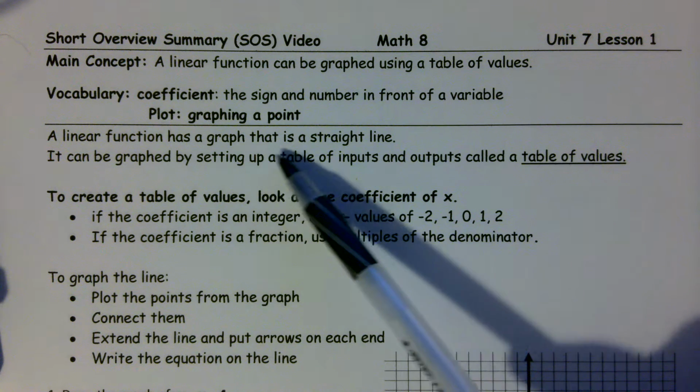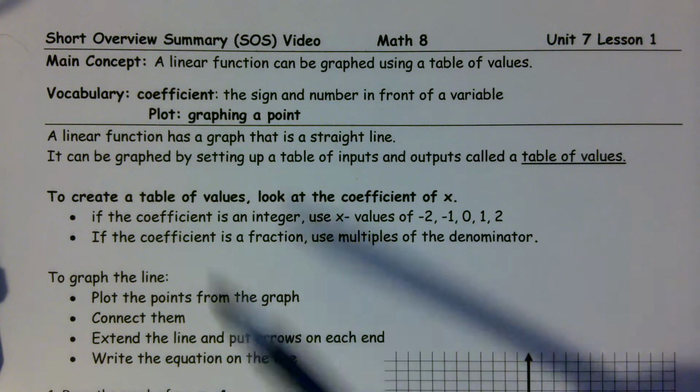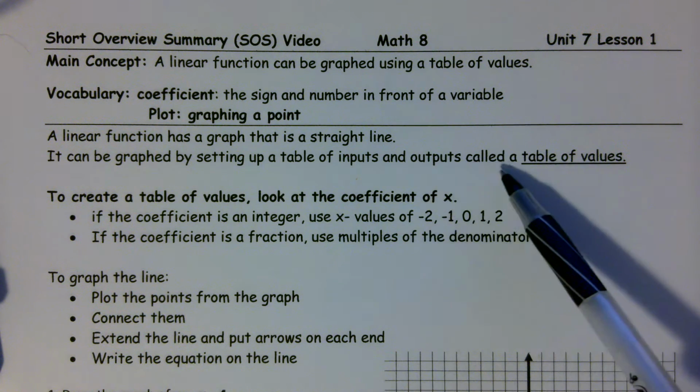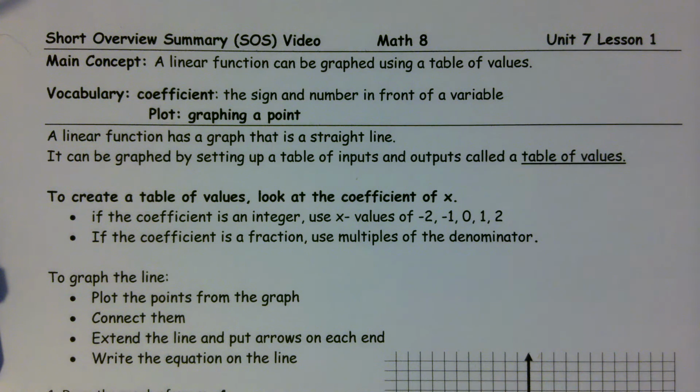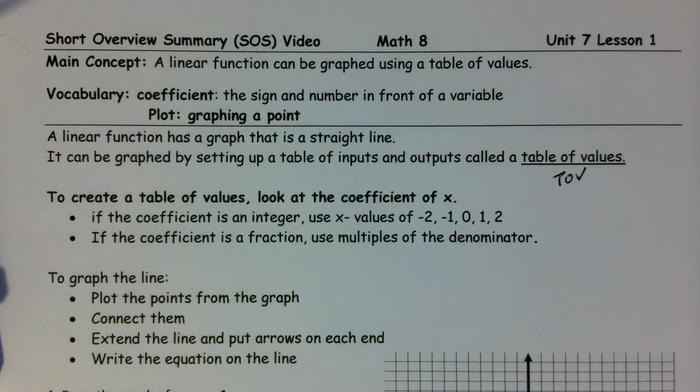A linear function has a graph that is a straight line. That's how we recognize it on a graph. We can graph it by setting up a table of inputs and outputs called a table of values. Sometimes you'll see it written for short TOV, table of values.